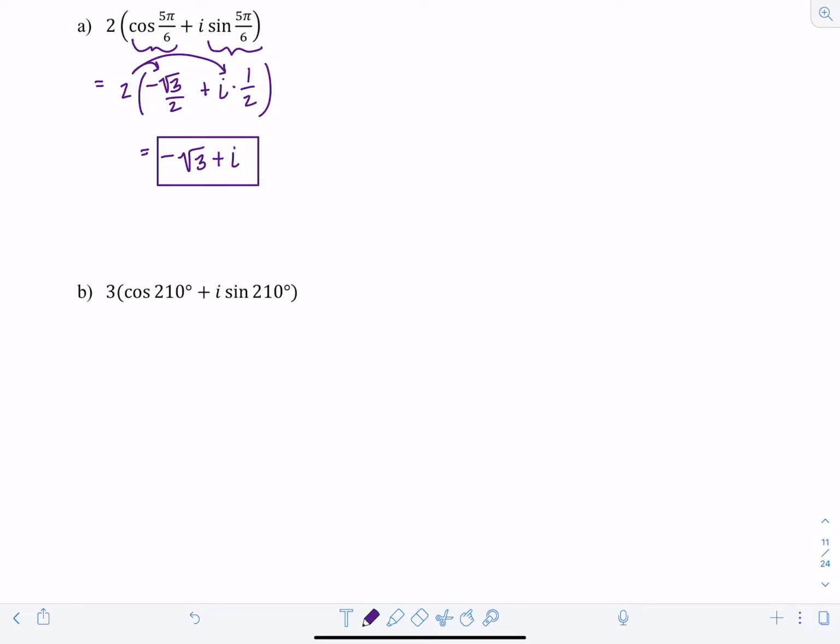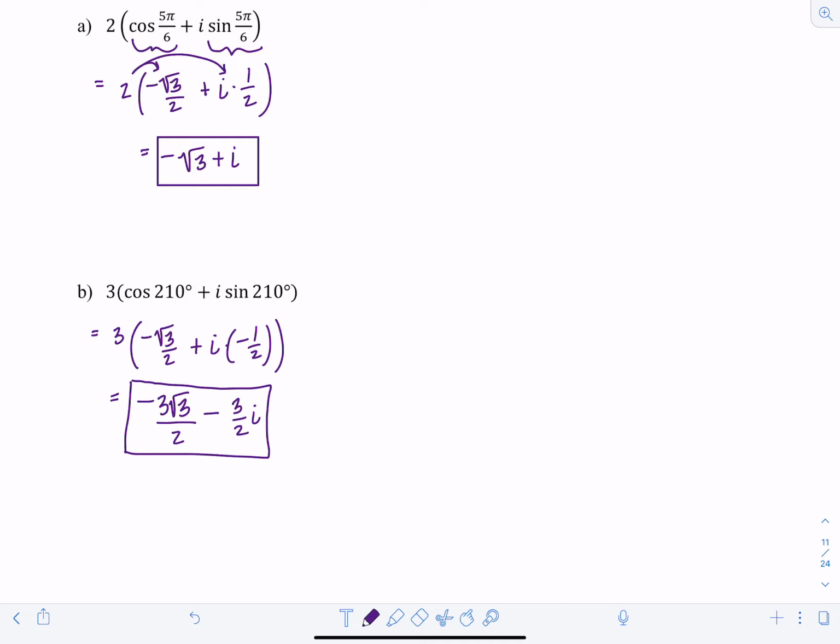So I have 3 times cosine of 210 plus I sine of 210. Okay, so this is going to be 3 times cosine of 210, that's in quadrant 3, so that's going to be negative rad 3 over 2 plus I times sine's also going to be negative there, negative 1/2. And then I'm going to distribute the 3, so I have negative 3 rad 3 over 2 minus 3/2 I. So put the I after the constant. Okay.